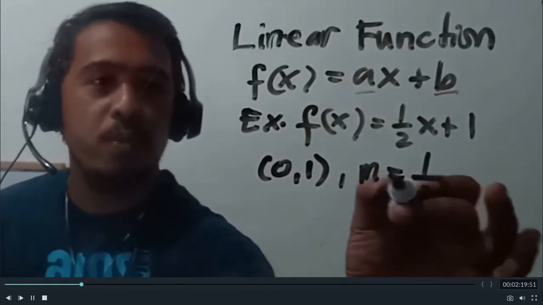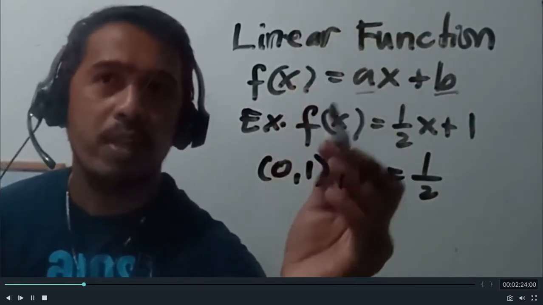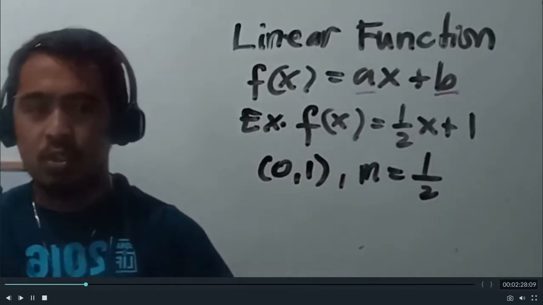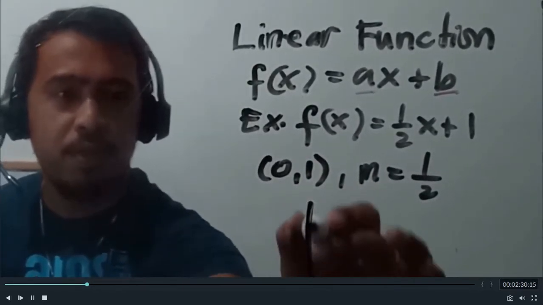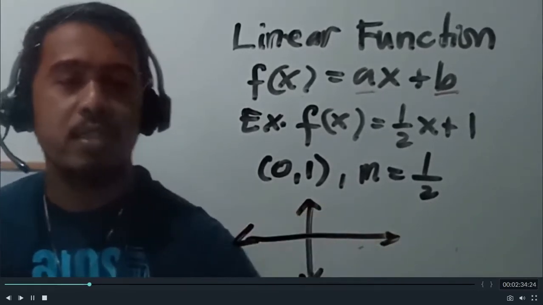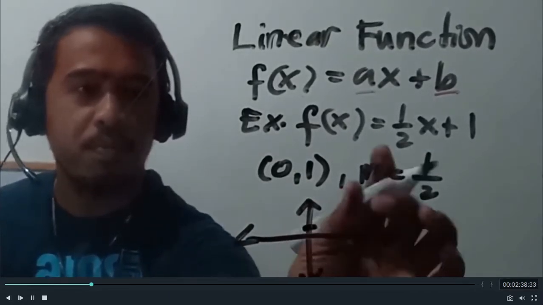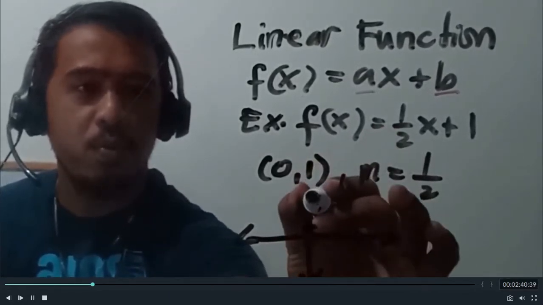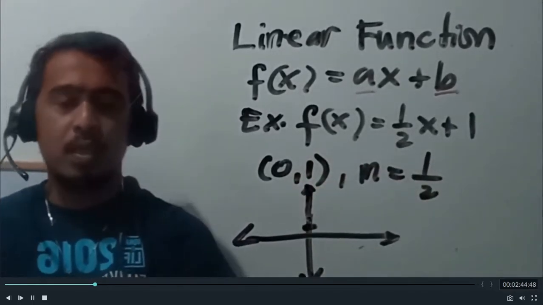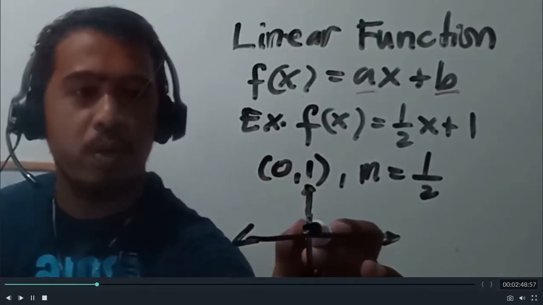And if the slope is negative, it will rise once and it will run to the left twice, but here it is positive. So let us graph. To graph this, it is just somehow like this. The point 0, 1 is somewhere here. Okay, this is the point 0, 1.